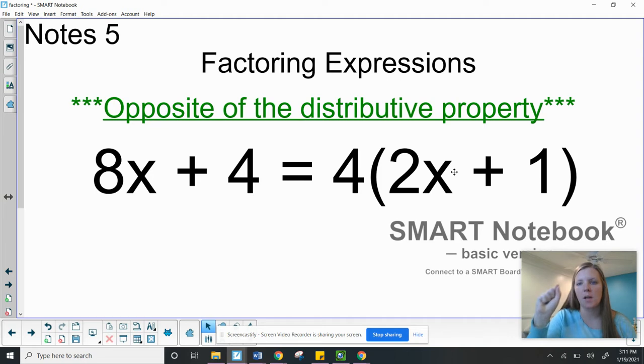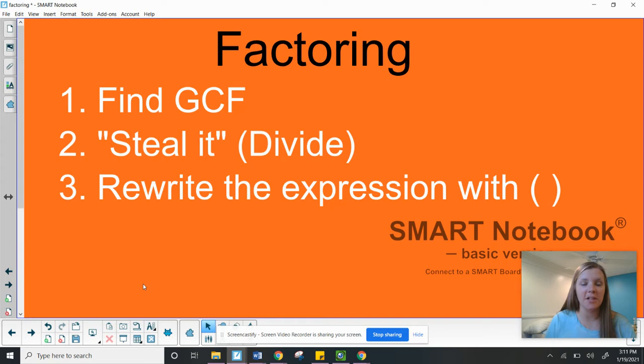So we would do 4 times 2x and 4 times 1. Now we're going to do the opposite of the distributive property. That's what factoring means. Factoring means doing everything backwards. So we have the answer, and we need to write it with that number on the outside.